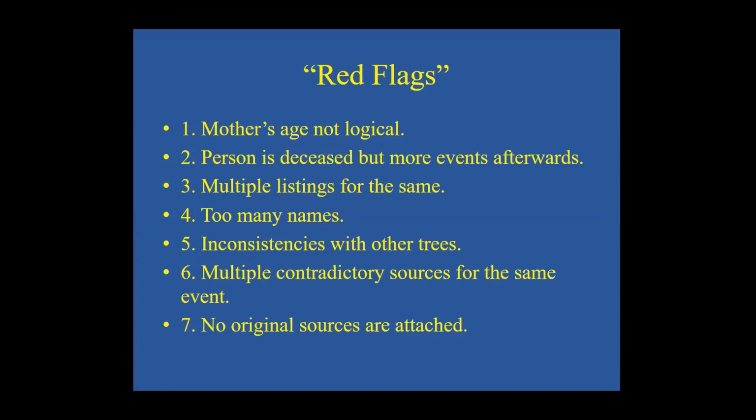But if there are a lot of inconsistencies with other member trees, that can be a problem. If there are multiple contradictory sources for the same event or different places at the same time in the same tree, that can be a problem. And finally, if there are no original sources at all, not even census records attached, then you have to question where the person is getting the information.